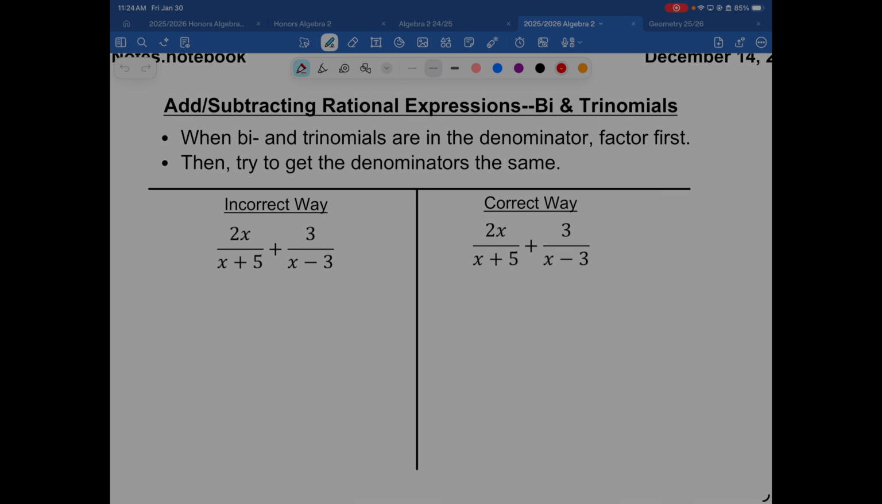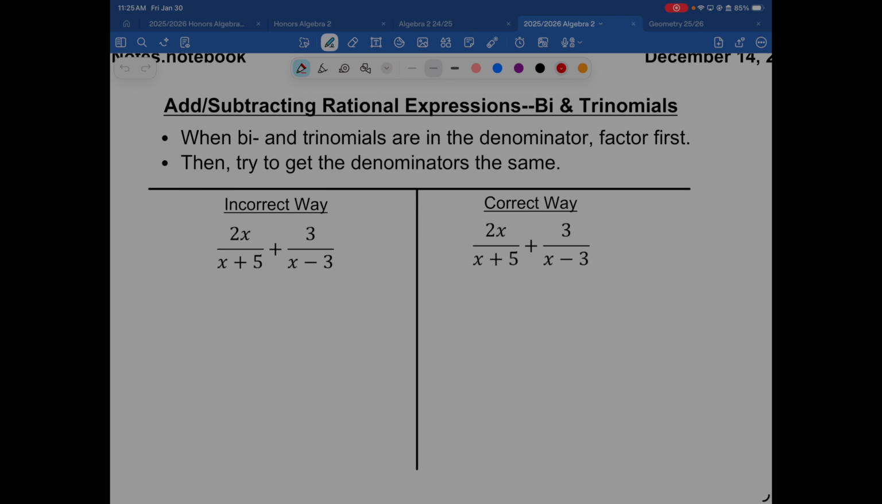So when adding and subtracting rational expressions with binomials and trinomials, the first thing you always have to look for is to factor first. It has to be the first thing that you do. When binomials and trinomials are in the denominator, you need to factor first if they can be factored. If they're already factored for you, you really don't have to worry about it. Once you have that done, then you can try to get the denominators the same.